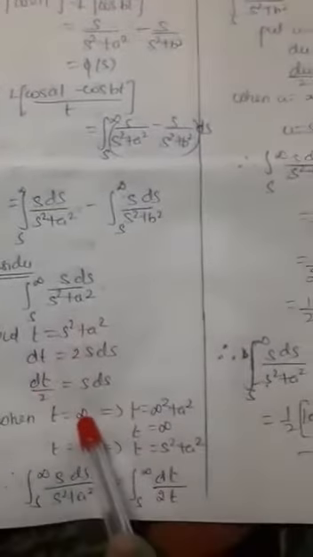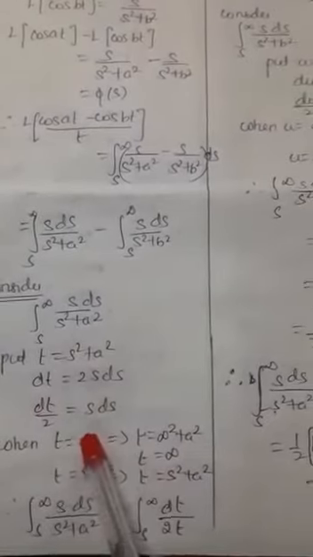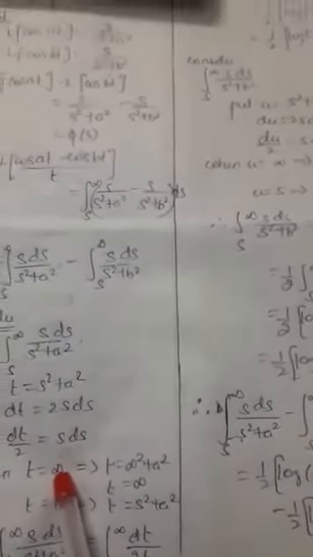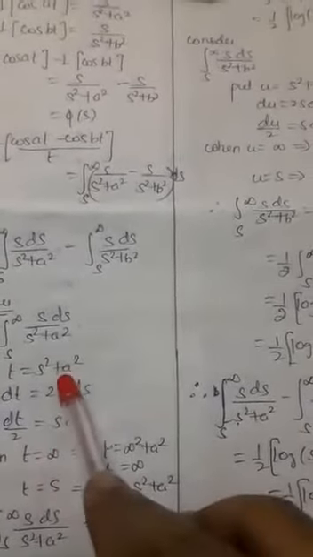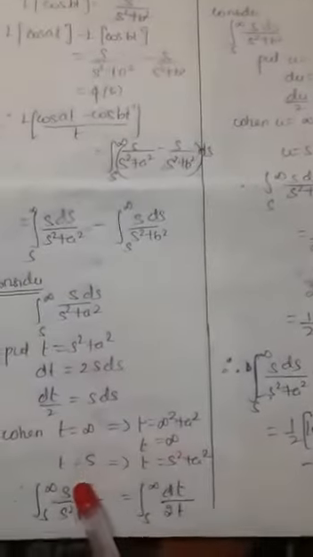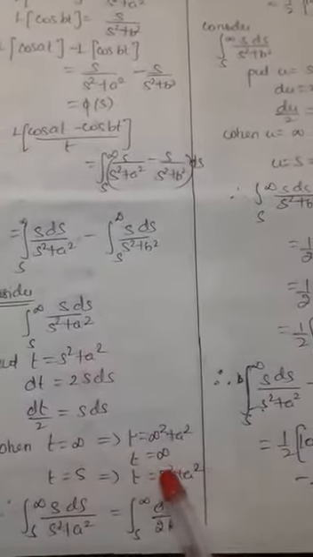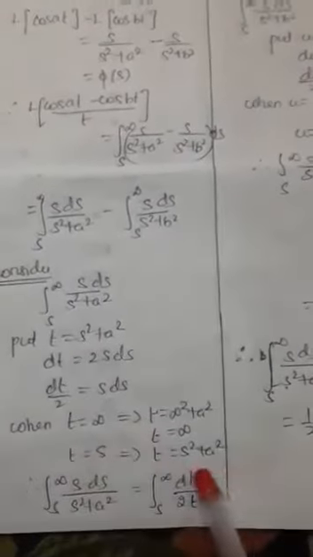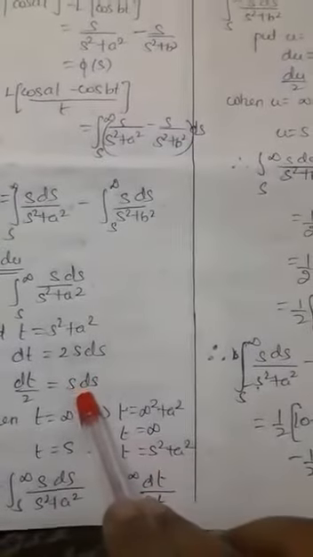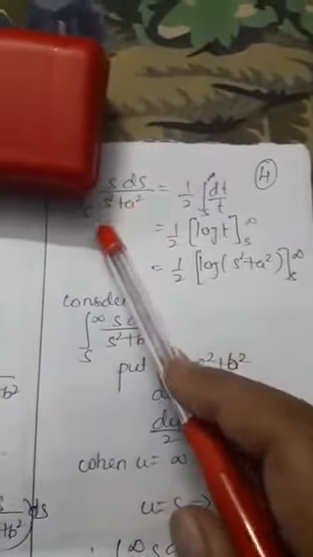Now I am also checking the limits. When s equals infinity, you substitute here and t becomes infinity again. And when s is the lower limit, t will be s square plus a square. So the integral from s to infinity of s ds by (s square plus a square): in place of s ds I am substituting dt by 2, and the denominator will be t.